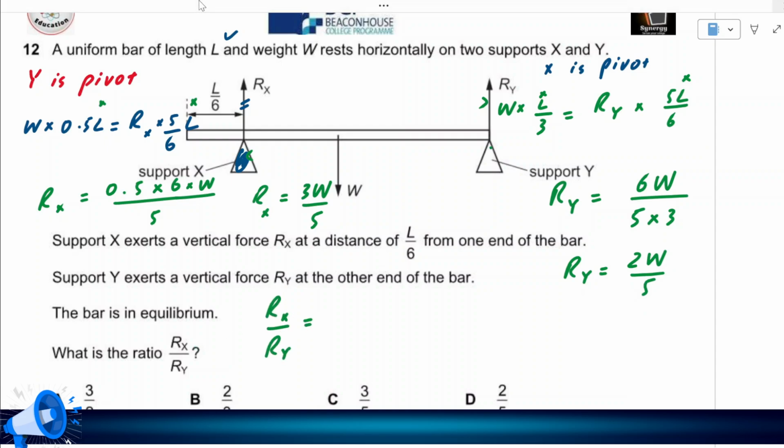So what is Rx? The simplified form of Rx was 3W by 5 divided by the other thing. So I'll have to use keep change flip. Need to take the reciprocal. So you see, 5 and 5 would be cancelled out. W and W would be cancelled out. You'll be left with 3 by 2.